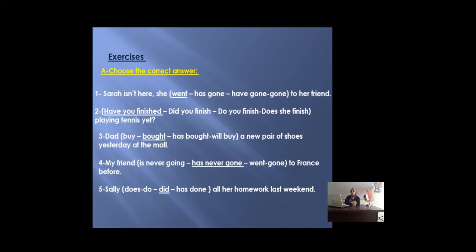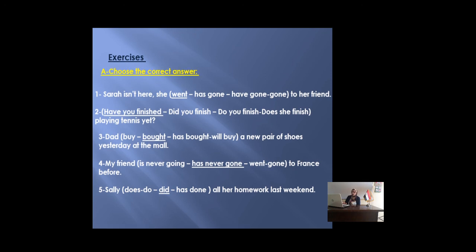Number 4. My friend is never going, or has never gone, or went, or gone to France before. So we have this before, we have to use the verb has never gone. Number 5, Sally does, or do, or did, or has done all her homework last weekend. We have here last weekend, which means that it's in the past. So we have to put did her homework.